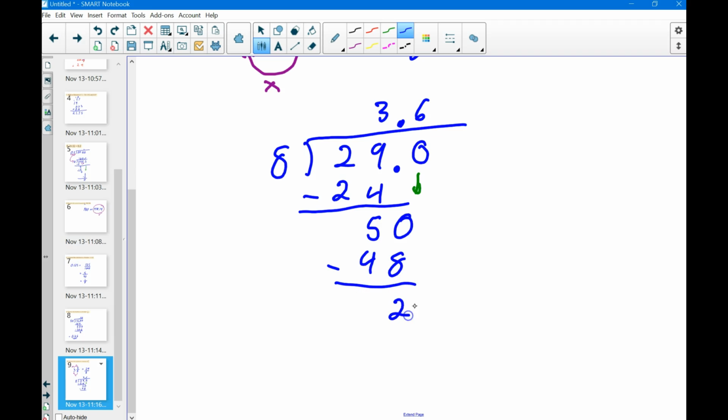So I'm going to put another 0 in there. Another 0 here. 8 divided into 20. 3 8s are too much. So I'm going to have 2, which gives us 16. 20 minus 16 gives us 4. And another 0.